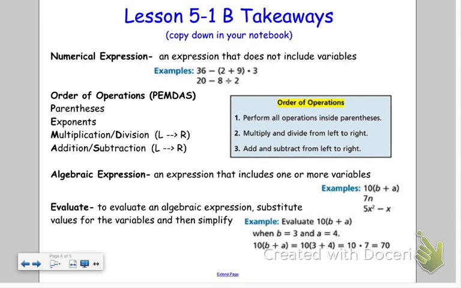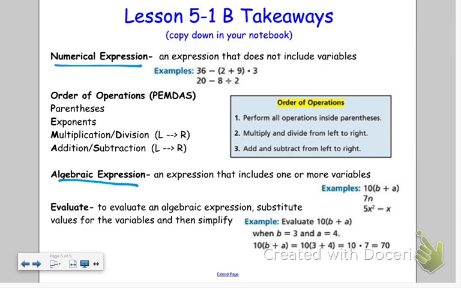So here are your takeaways. First, you need to know the difference between a numerical expression and an algebraic expression. Remember, a numerical expression is an expression that does not include variables. It's only going to be the numbers. And an algebraic expression is one that does include variables. It may just be one variable, it may be more than one variable. And you can see the examples there.